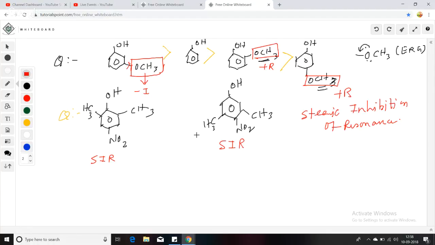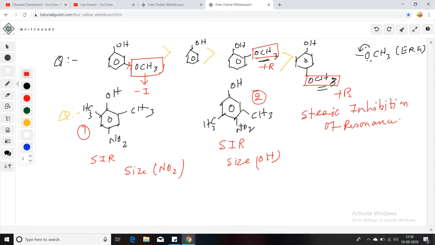What happens here depends on the size, since the position of CH3 is different in the two molecules. It depends on the size of NO2 and the size of OH. Whichever has more size will have more steric crowding, more repulsion, more hindrance. Suppose this one is the first compound and this one is the second compound. In the second compound there is more steric inhibition of resonance.